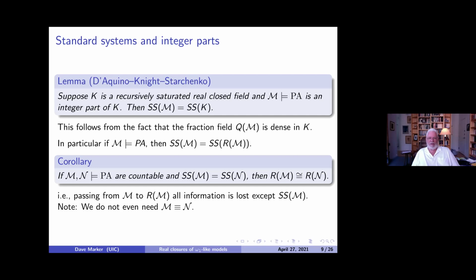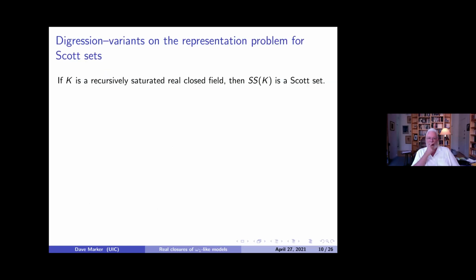Okay. We're going to come back to this in a moment, but I want to spend a few minutes on a digression. One of the oldest open questions about models of arithmetic is the question about representing Scott sets. If you have a Scott set, you want to know, is there a model of arithmetic that has that Scott set? Or even stronger, is there a recursively saturated model of arithmetic that has that Scott set? Of course, we know it's true in the countable case. Knight and Nadel showed it's true if the standard system has size at most aleph 1. So under CH, it's true. But is this true outright?